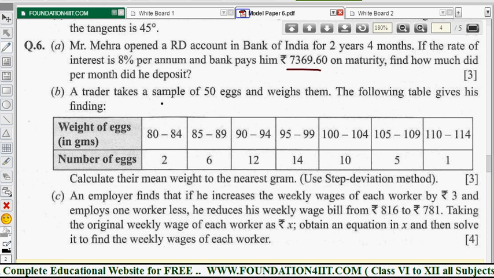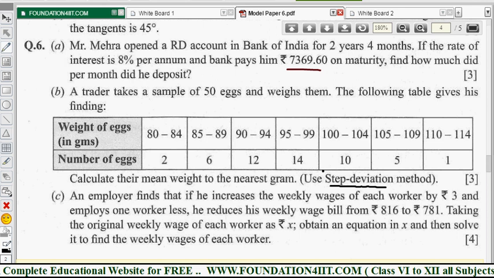A trader takes a sample of 50 eggs and weighs them. The following table gives his findings. Weight 80 to 84, number of eggs is 2. 85 to 89 grams, number of eggs is 6. This is the table. Calculate the mean weight to the nearest gram using the step deviation method. Only the step deviation method should be applied.